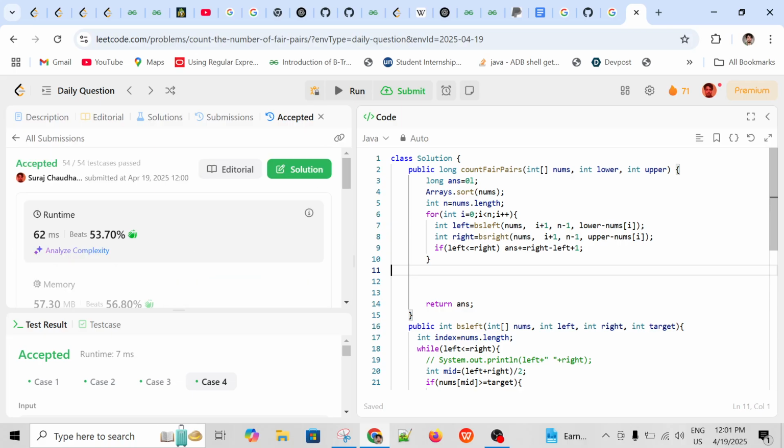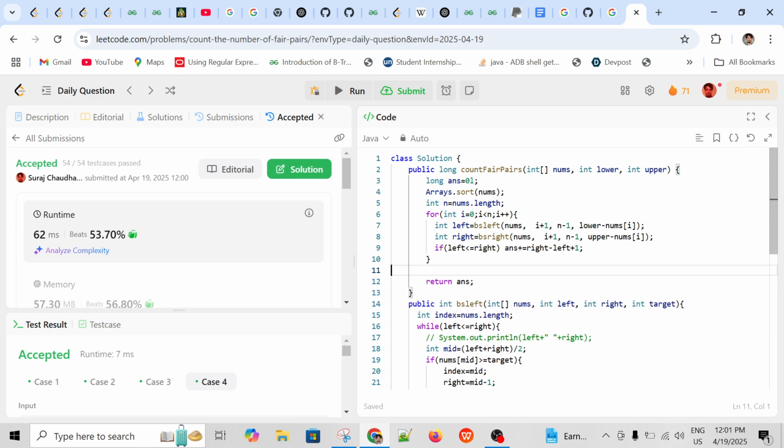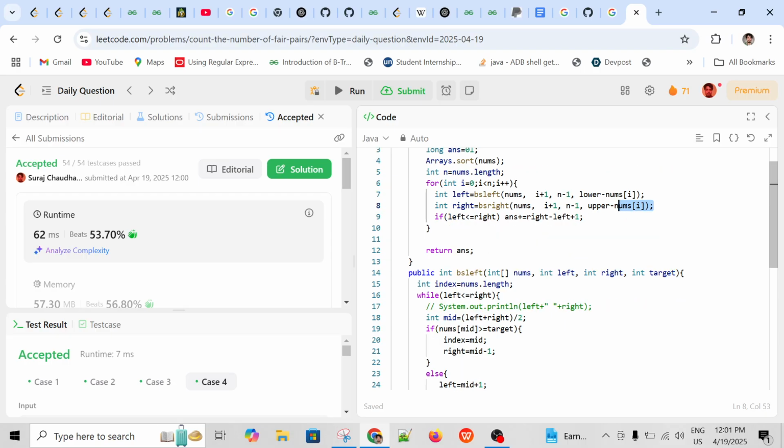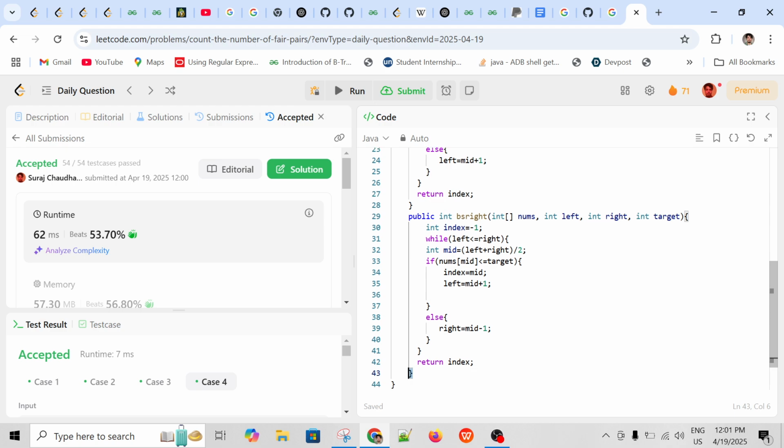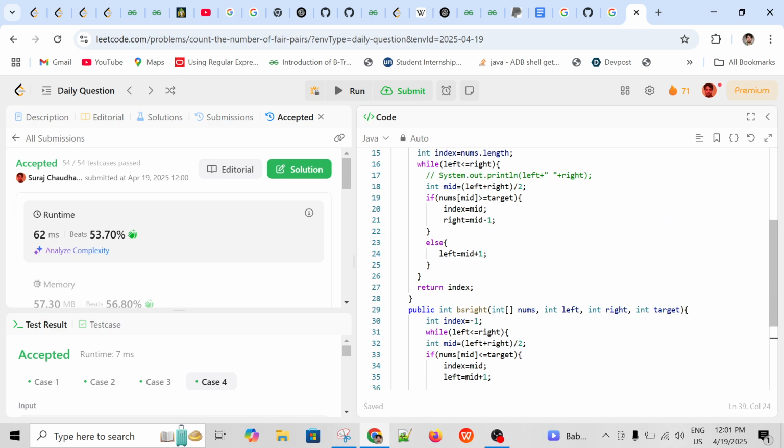So this was the problem, and you can see the solution that we have sorted the array, and then we try to find out the left index, and then we find the right index, and if left is less than or equal to right, then we count the answer, otherwise no. And here we are trying to find out the left index, and here the right index using binary search, because the array is already sorted.